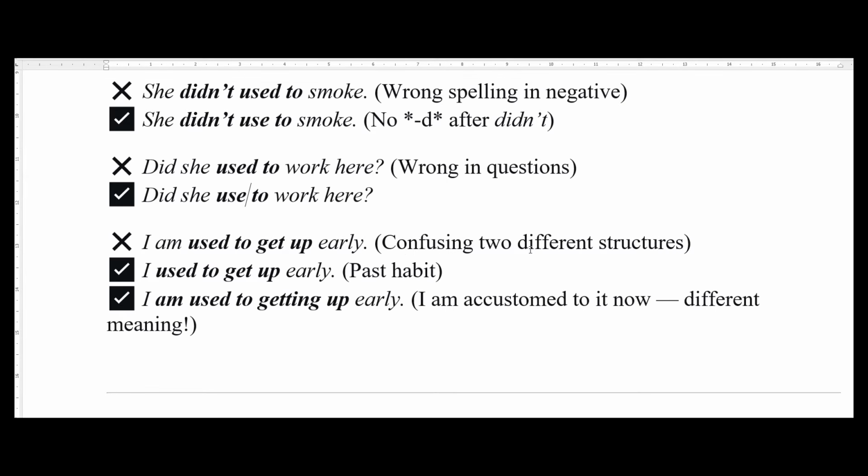"I am used to get up early." Here we confuse two different structures. You can either say, "I used to get up early," it's past habit, or "I am used to getting up early," I'm accustomed to it now. Different meaning. It's not the same.